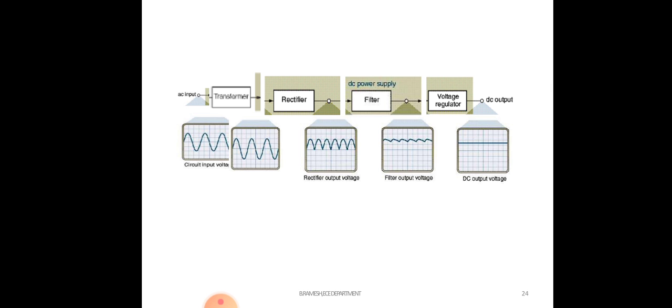So even if you connect a filter, you will not get pure DC voltage; you will get some fluctuation. If you connect a voltage regulator, it will generate a constant voltage for your applications. So this is a block diagram of a rectifier DC power supply.